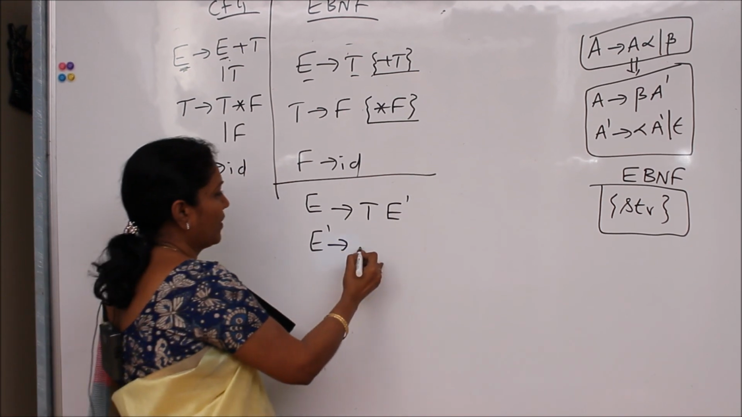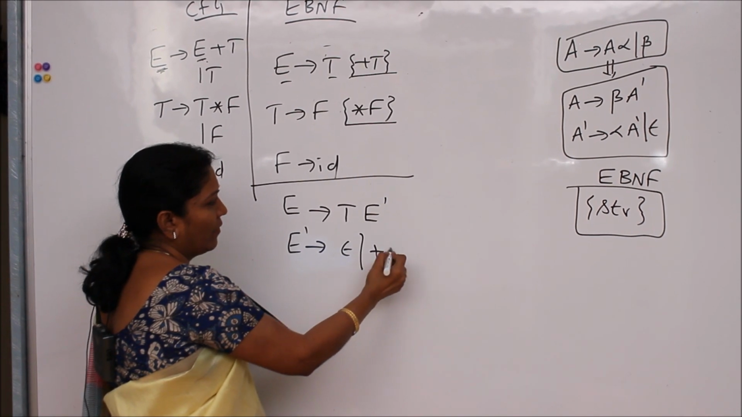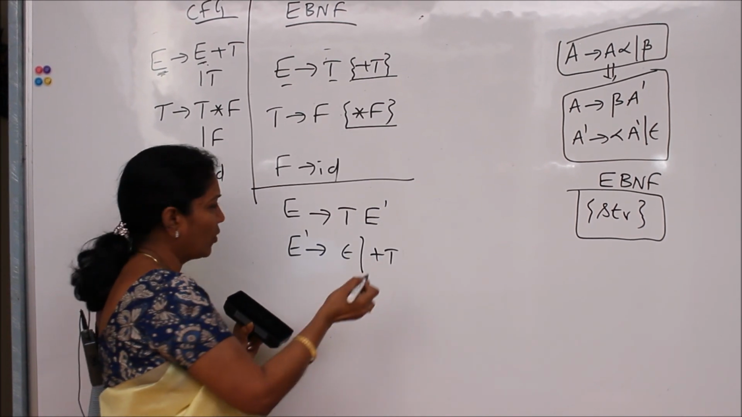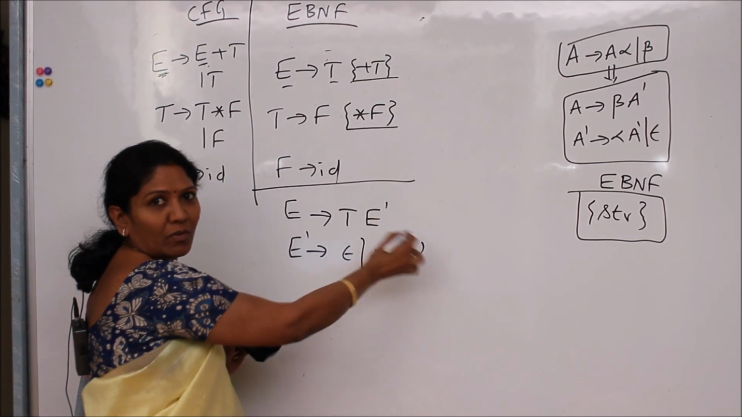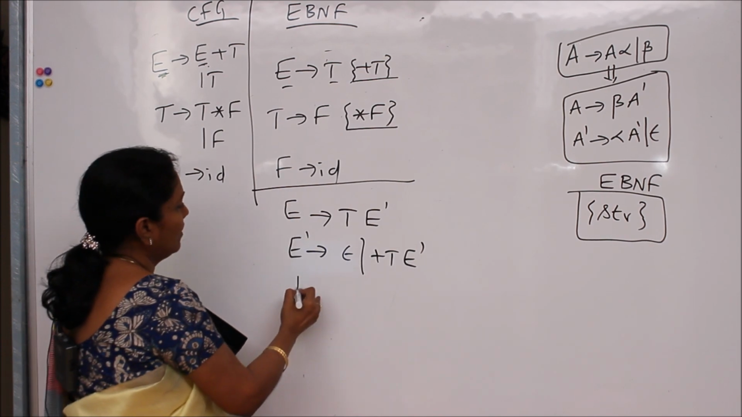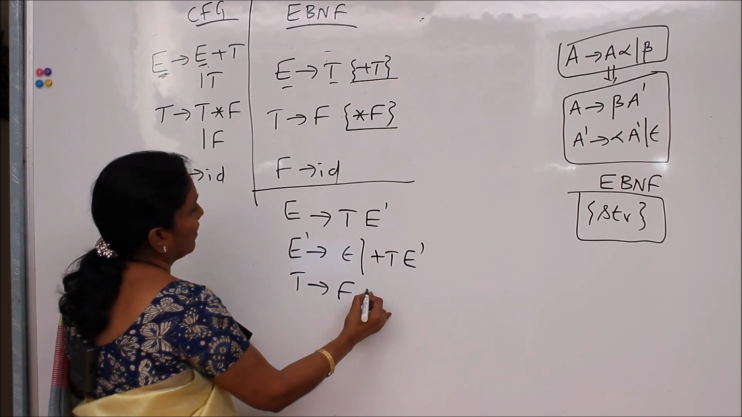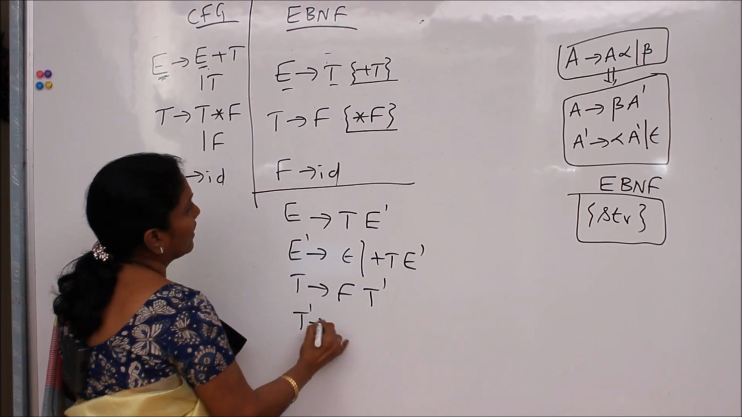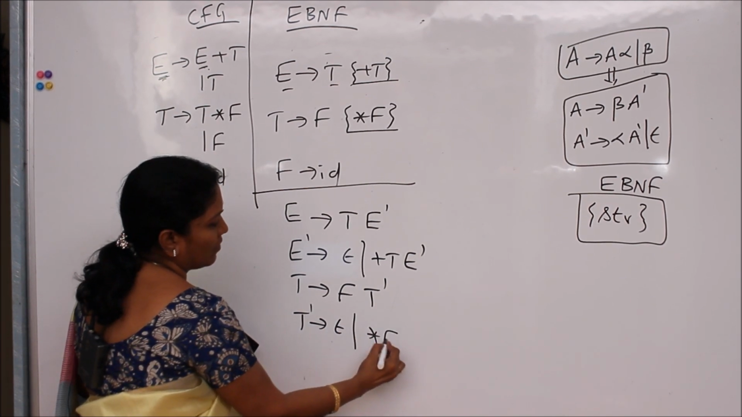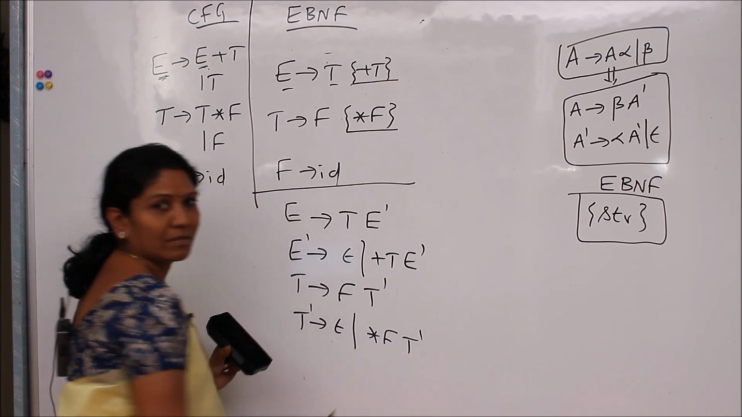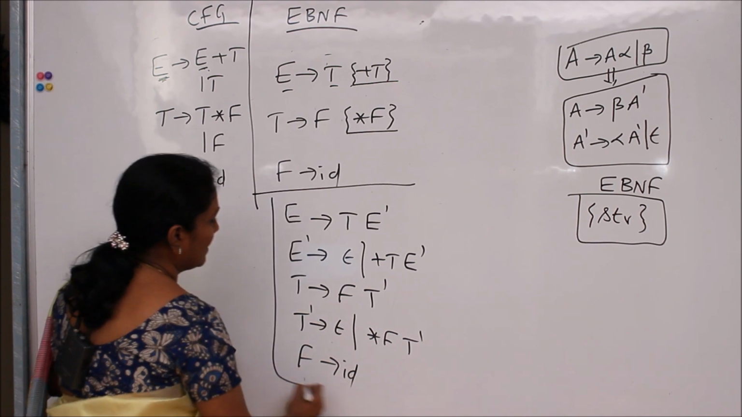So I'll say E dash can be 0 occurrence or 1 occurrence, and 1 or more occurrences means let it be recursive. This takes care of defining any number of occurrences. Similarly, for T, T to F T dash, where T dash can be 0 occurrence or 1 occurrence of this or 1 or more occurrences, and then F to id.